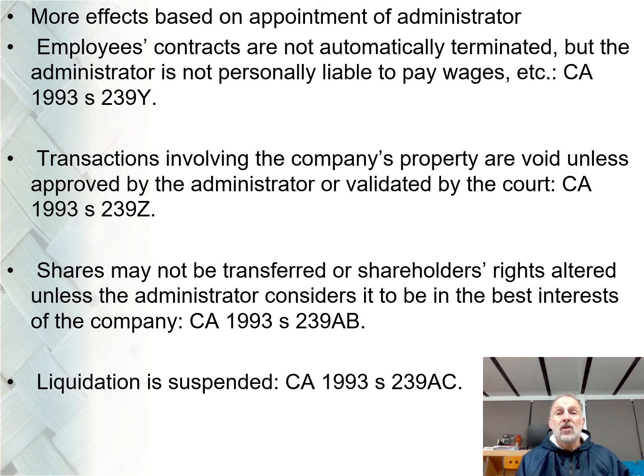Shares may not be transferred or shareholders' rights altered unless the administrator considers it to be in the best interest of the company, according to the Companies Act 1993, Section 239 AB. And then, of course, the moment that an administrator is appointed, liquidation is suspended. In other words, first of all, we're going to try administration or voluntary administration. If we later say, okay, no, we basically have to go for liquidation, then that will be the next phase.